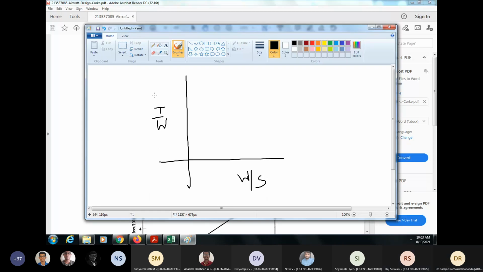You will get some graph like this. Okay, STO is, I'm telling, 300 meters. Make sure both of these are in appropriate units. T by W is just a ratio. Wing loading, if it is in Newton per meter squared, STO should be in meters. If wing loading is pound per feet squared, STO should be in feet, something like that.